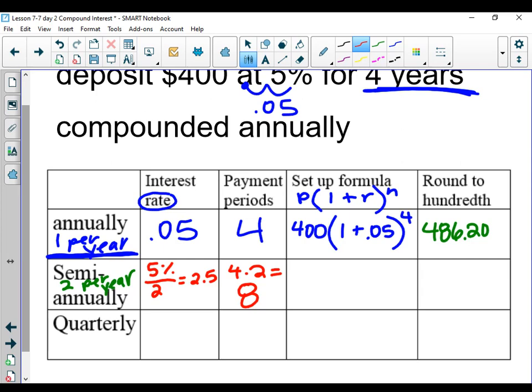So now it's not going to be the same anymore because she is giving interest times 2. Same 400. I can't write 2.5. Got to move left twice. New exponent 8.